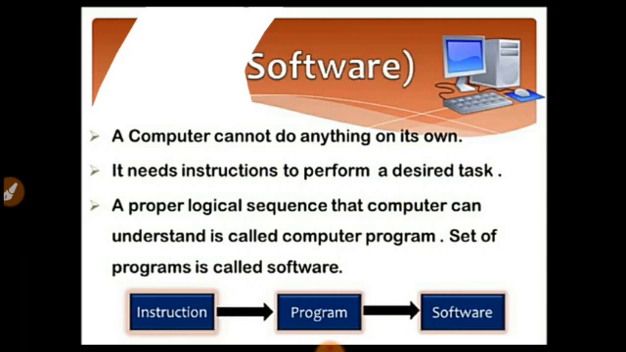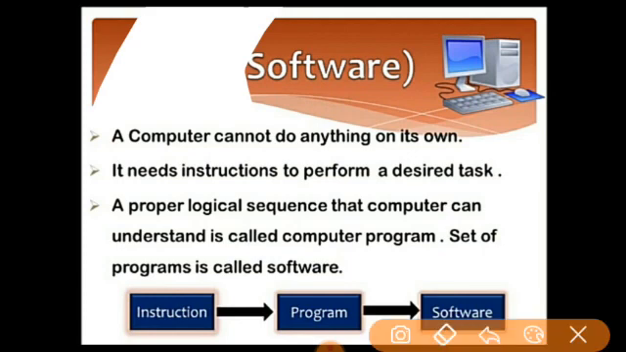Here, a proper logical sequence is needed for the computer to understand, and that logic is called a computer program, and a set of programs is called a software. So as you can see, there are basically 3 steps for doing this. First, an instruction is given, a collection of instructions makes a program, and a collection of programs makes a software. Let's take an example, let's say a calculator.